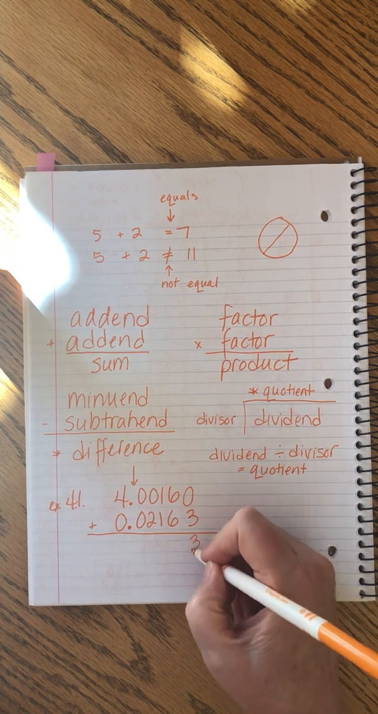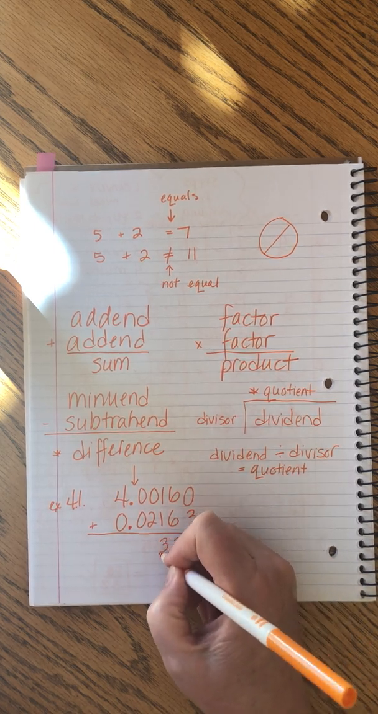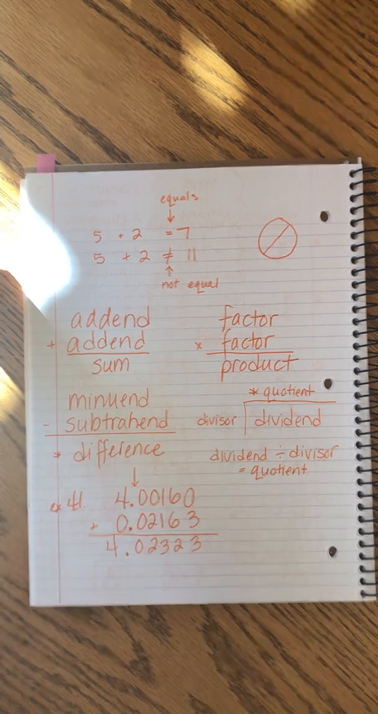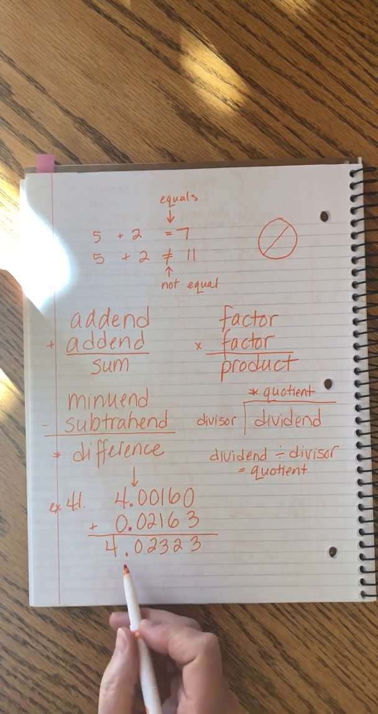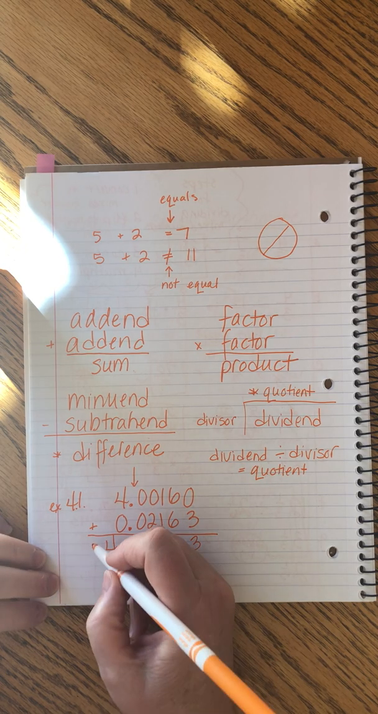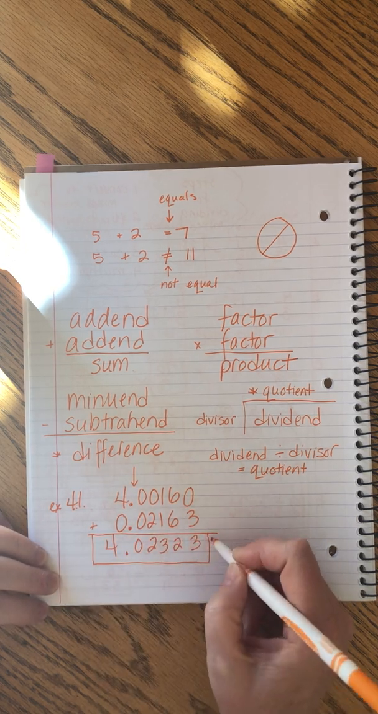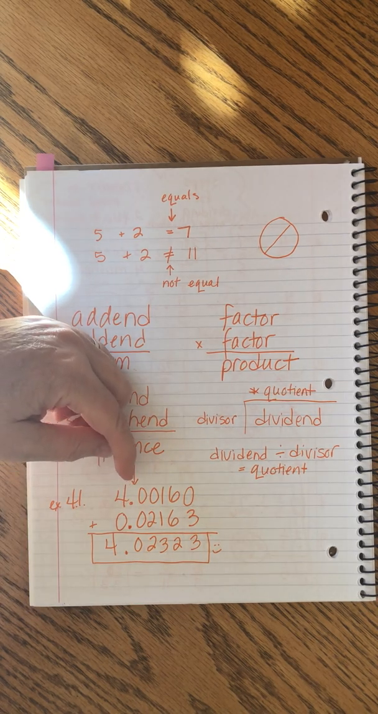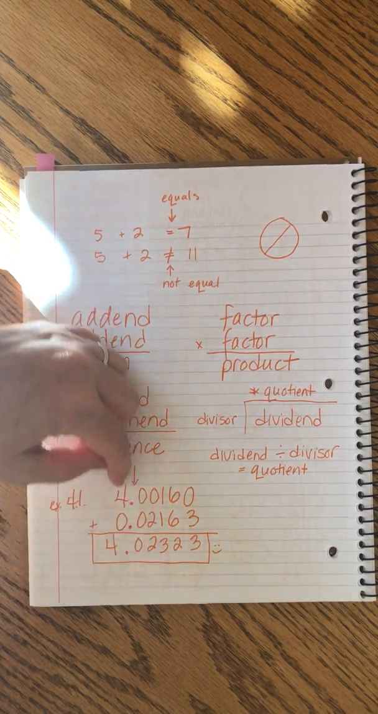Now we just add happily. And we don't have to pay any more attention. We just copy the decimal into the answer. That's correct. Okay? So the secret for adding and subtracting decimals is line them up. Let's do a subtraction one just to practice that lovely feature.